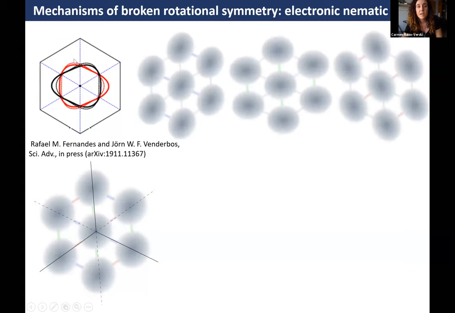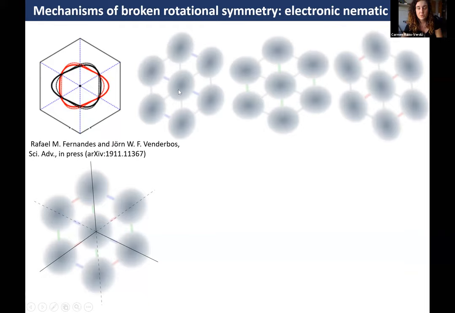So what this deformation of the Fermi surface is going to do is deform the lattice, and we have three different ways of doing that. They must be equivalent. That is basically making one of the three bonds inequivalent. That can be the blue one, the green one, or the red one. And the way the system does that is by redistributing the charge within the moiré unit cell.